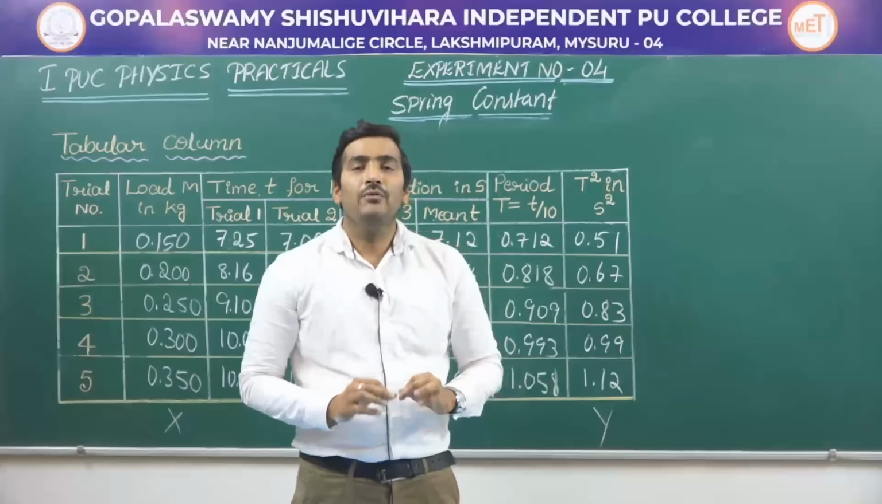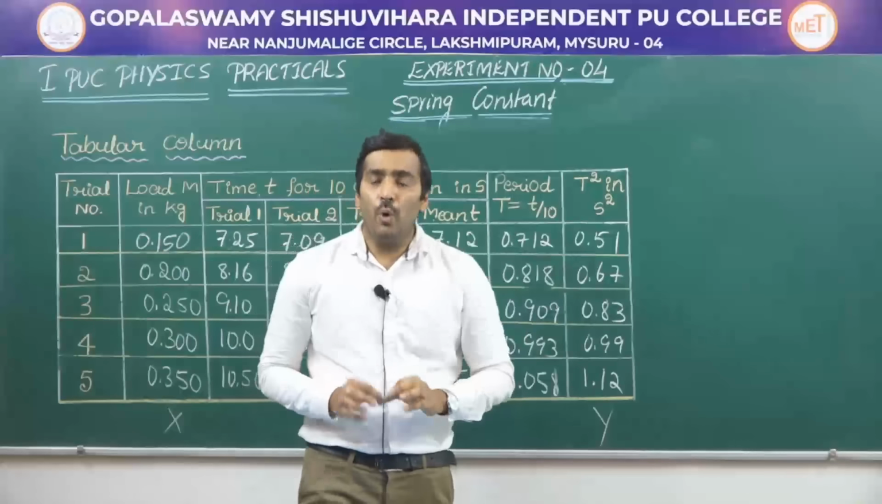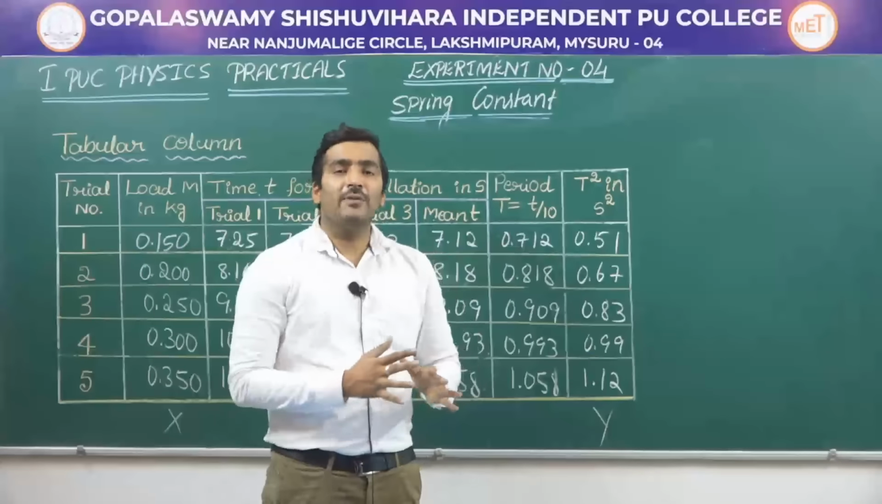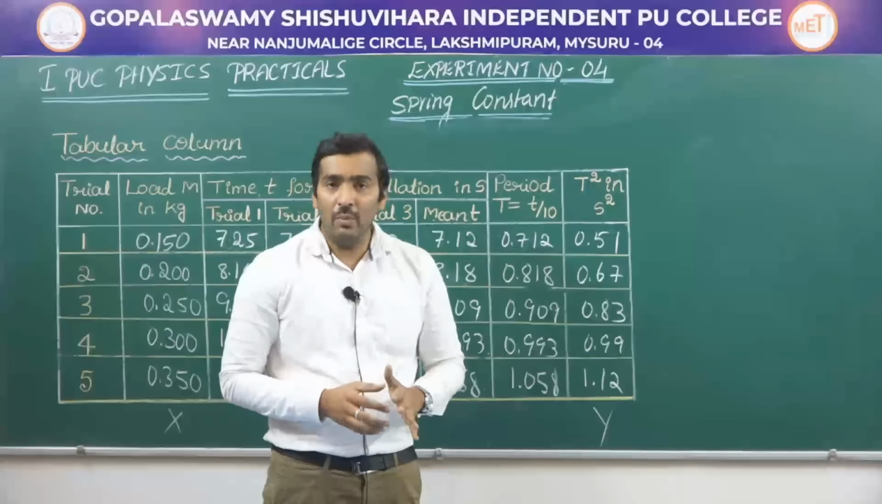Final part of the experiment is the result. The first point is the spring constant of the given helical spring, K is equal to 12.93 Newton per meter, and the second one is the effective mass of the given helical spring, m naught, which is equal to 0.020 kg. That's about the result of this experiment. So by this experiment, we found the value of the force constant or spring constant of a given helical spring as well as the effective mass of the spring.